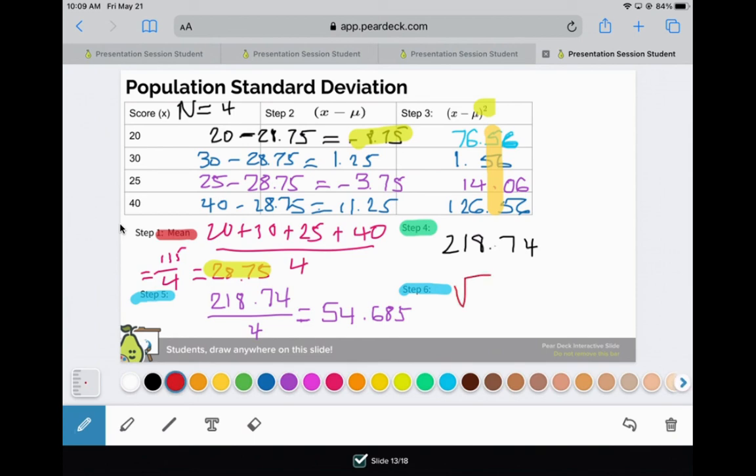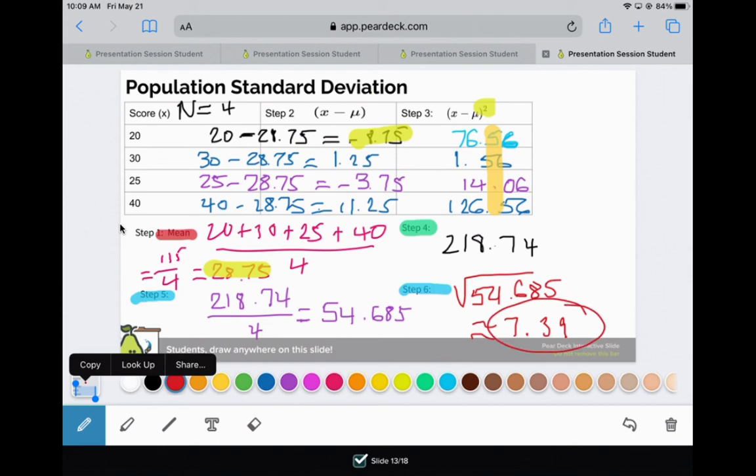I would take the square root of 54.685. I'm going to round to 2 decimal places, so that would be 7.39. That will be my final answer. That will be the population standard deviation. There are a couple of questions where, if you can use a Google Sheet, then you should use a Google Sheet. So that's going to be a little bit faster.